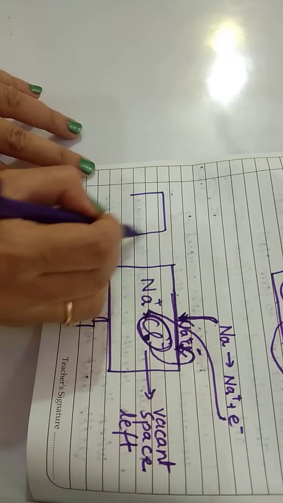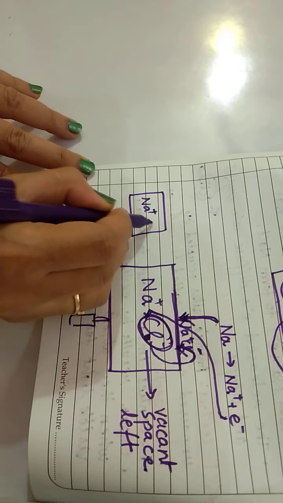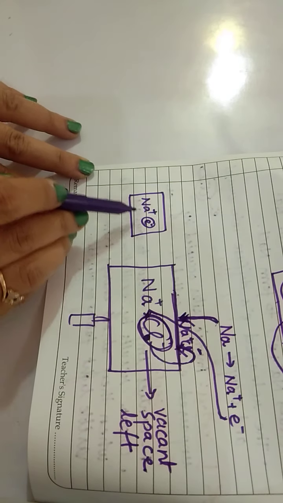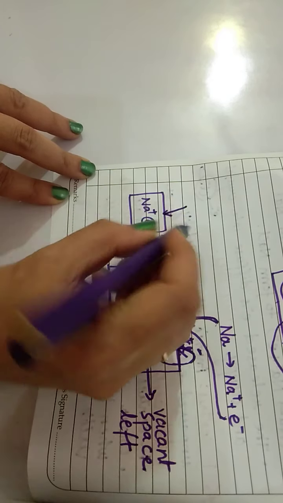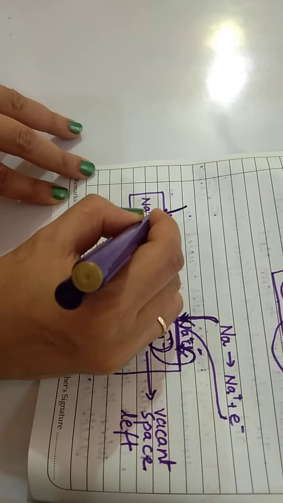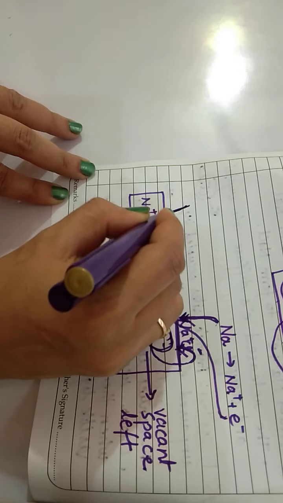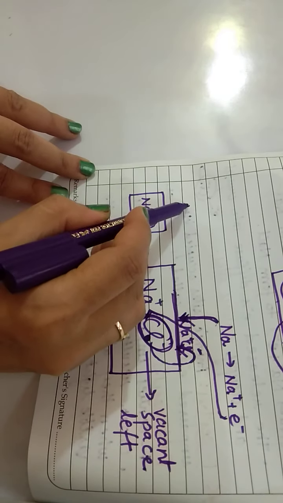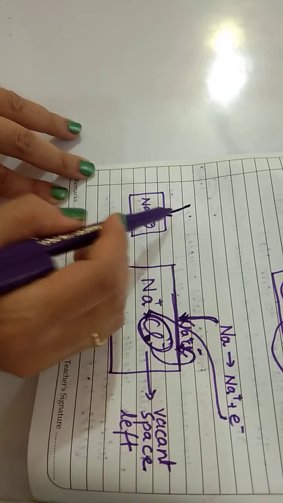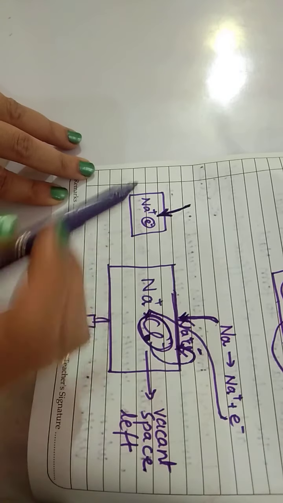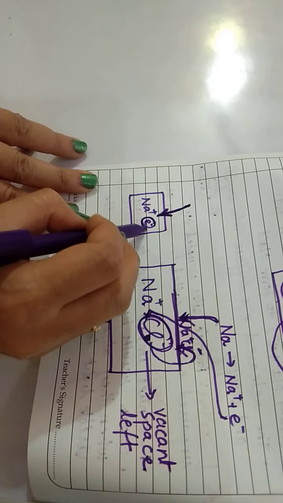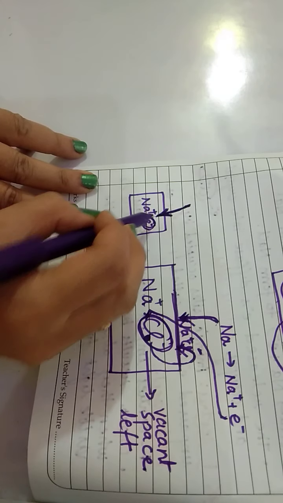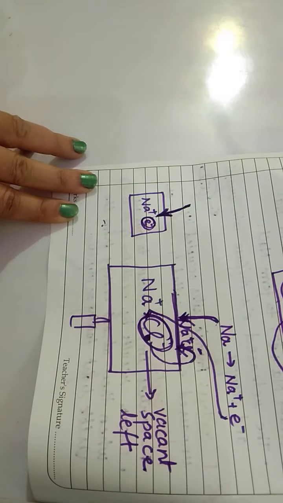This was a solid having NaCl and now the site was occupied by the electron. Now visible light will fall on this. Whenever this crystal gets energy, then what will happen? This unpaired electron will absorb the light fallen on it.